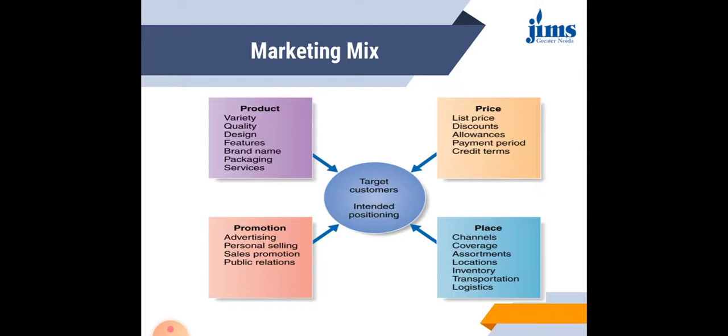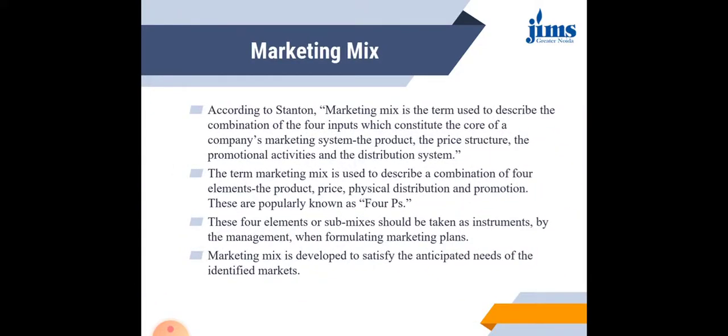Product includes variety of the product, quality, design, features, brand name, packaging, services. Then price includes the list price, discounts on the product, then allowances, payment period, credit terms. Then we talk about the place aspect: the channels, coverage, assortments, locations, inventory, transportation, logistics, etc. Then the fourth element of marketing mix, that is the promotion, which includes advertising, personal selling, sales promotion, public relations, etc. Right? So these were the four elements of marketing mix.